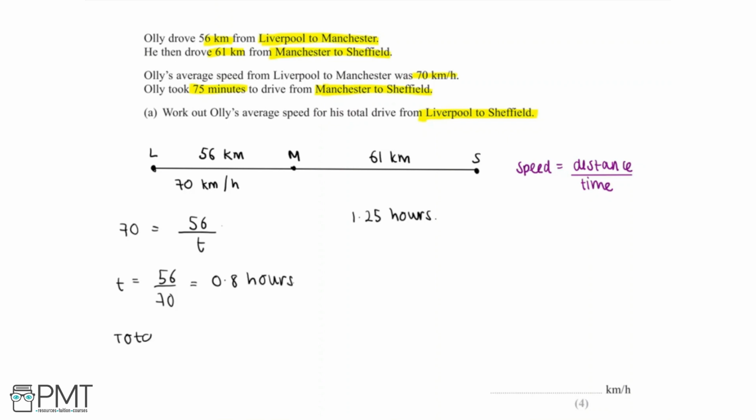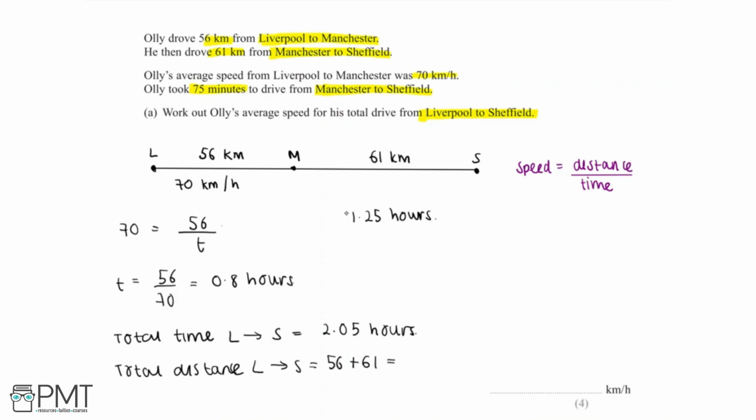And so we know that the total time from Liverpool to Sheffield is equal to 0.8 plus 1.25, which gives us a total of 2.05 hours. We also know the total distance because we're told that Liverpool to Manchester is 56 and then Manchester to Sheffield is 61 kilometres. And so we can say that the total distance is equal to 56 plus 61, which gives a total of 117 kilometres.